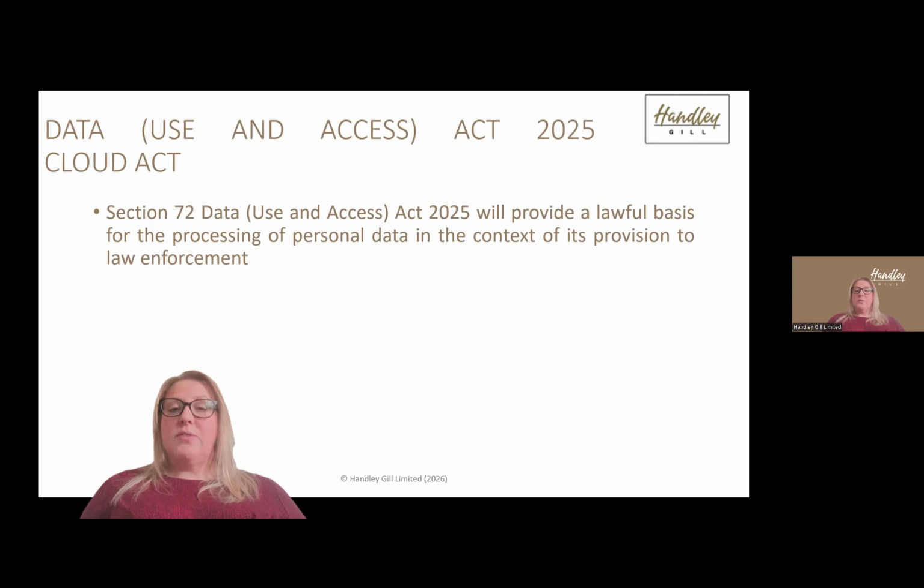Section 72 of the Data Use and Access Act provides a lawful basis for the processing of personal data in the context of its provision to law enforcement. This is relevant both to competent authorities, police forces who may be asking for the provision of such information from third parties, and to third parties who may be in receipt of requests from policing and law enforcement to provide copies of personal data held by them for their law enforcement purposes.